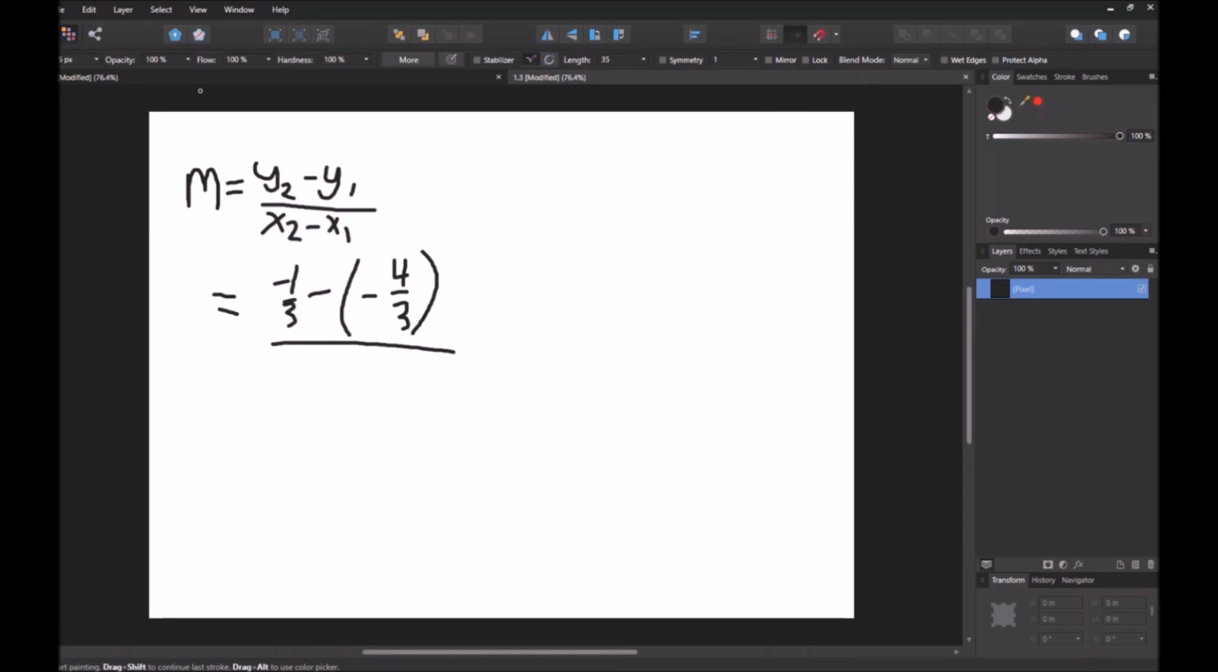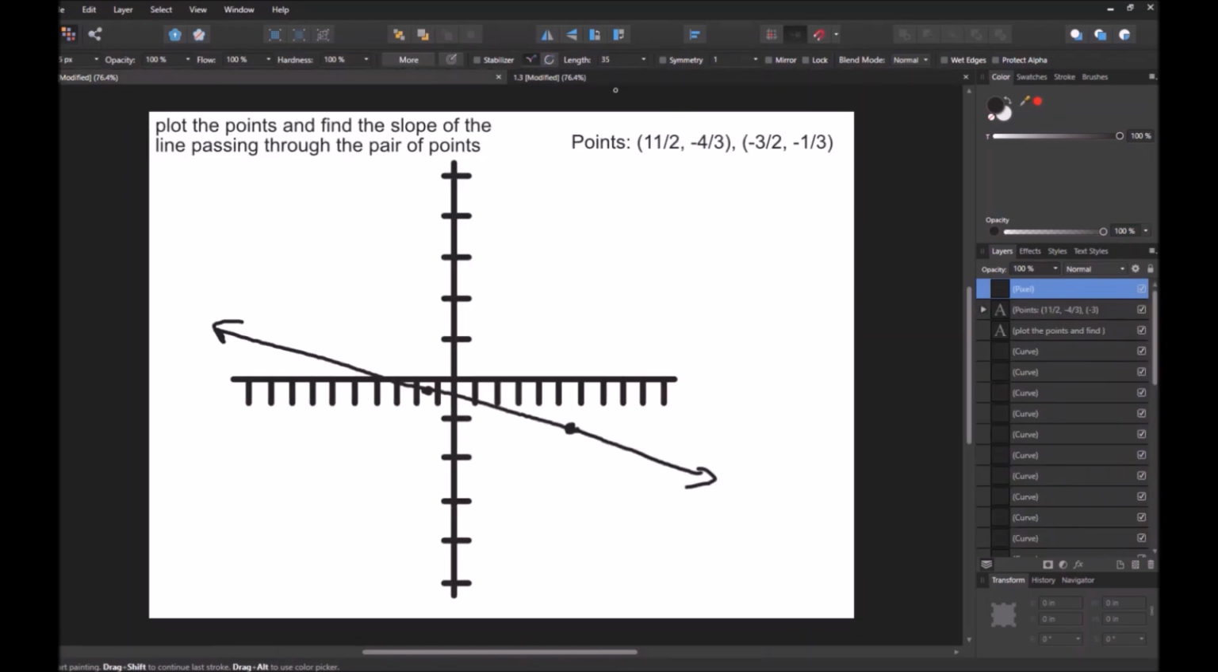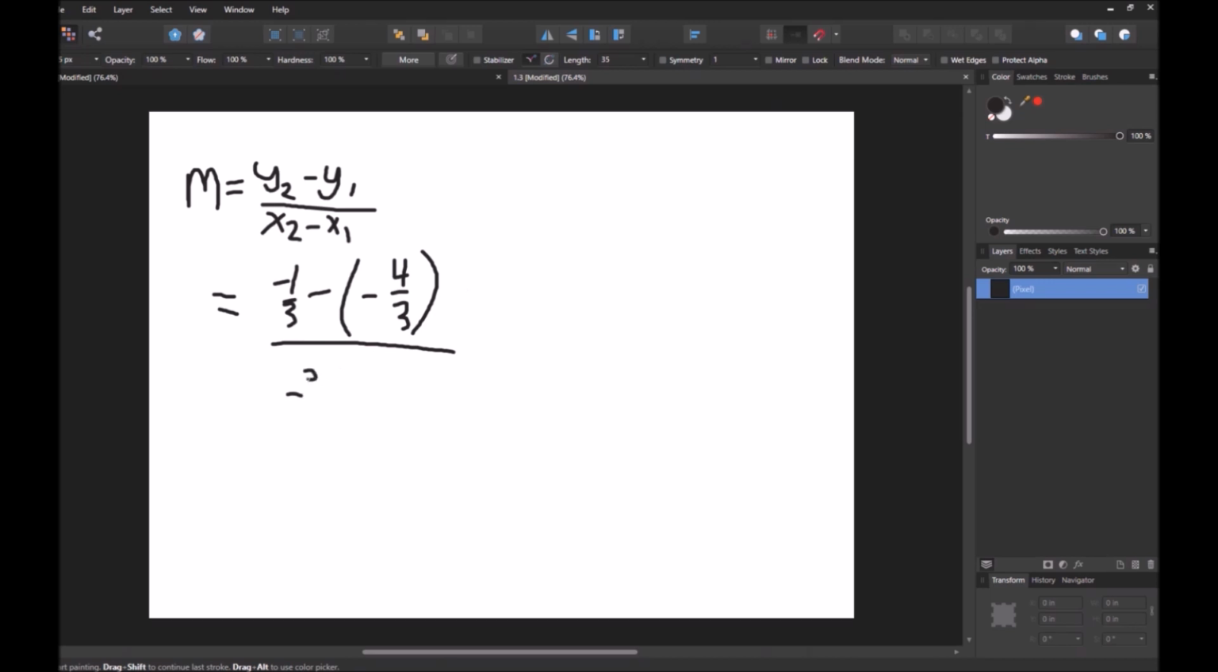And we're going to make our fraction. And then x2, which is -3 halves, minus x1, which is -11 halves. So once again, minus a negative is the same thing as addition. So negative 1/3 plus 4/3 is 3/3. So we have 3/3 over, and negative 3/2 minus 11/2 is negative 14/2.